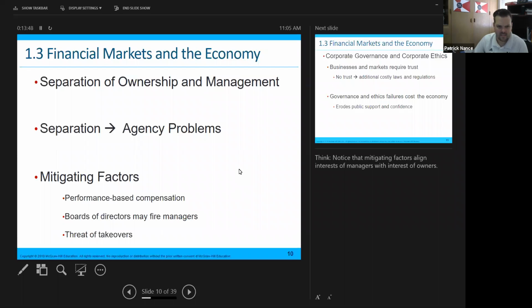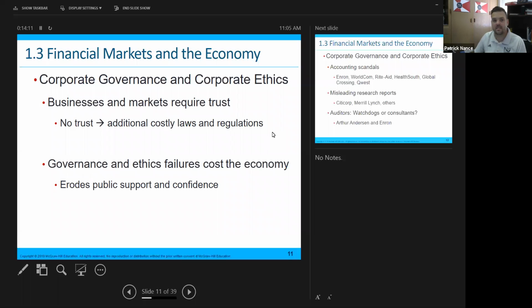Ways that we mitigate the agency problem: performance-based compensation. So the better the company does, the better the manager gets paid. That is usually a pretty good motivator to reduce the agency issues. The fact that the board of directors can fire managers helps mitigate that. And then the threat of takeovers itself can be a mitigating factor. Also, corporate governance, which is what we're going to talk about next, can also mitigate agency problems.